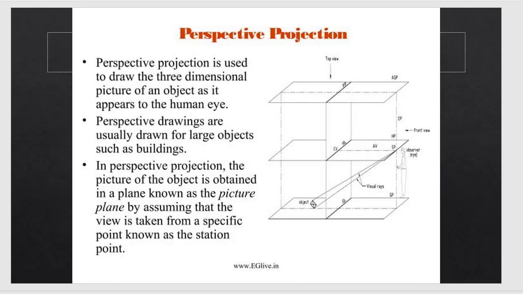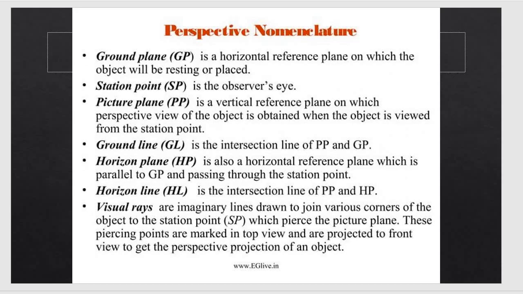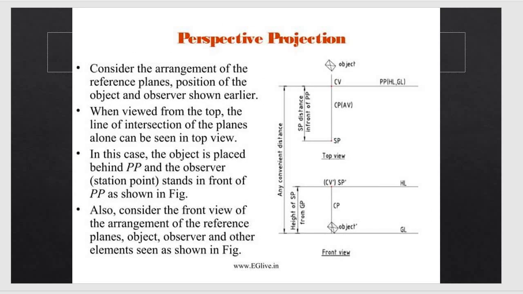Next we discuss perspective projection. Perspective projection is used to draw a three-dimensional picture of an object as it appears to the human eye. The observer stands here, looking at the object by the visual ray method. Perspective drawings are usually made of large objects such as buildings and railway tracks. The perspective line nomenclature includes the ground plane, the station point where the observer's eye is located, the picture plane, the ground line, the horizontal plane, the horizontal line and the visual ray.